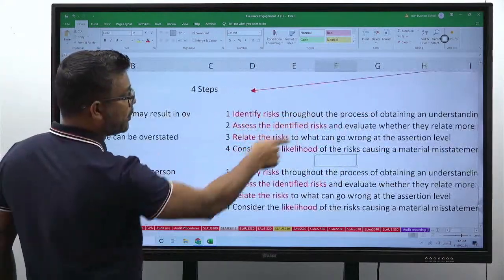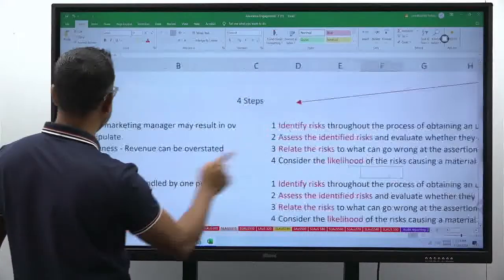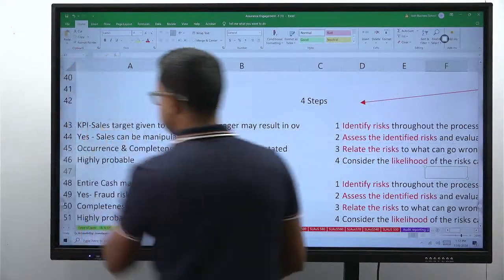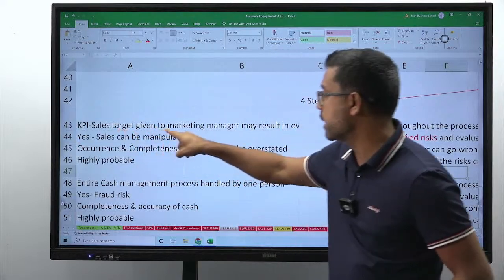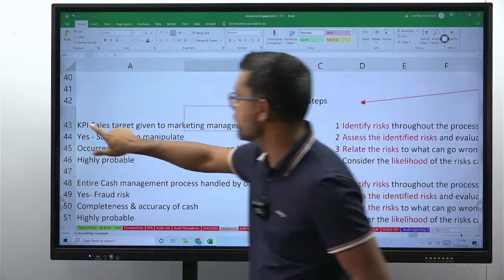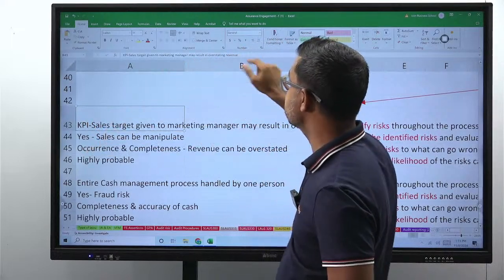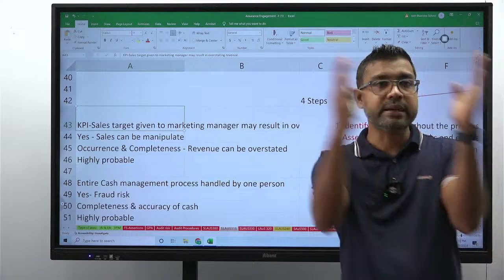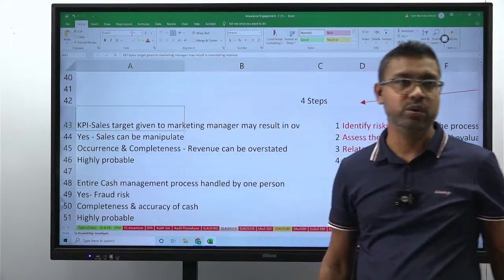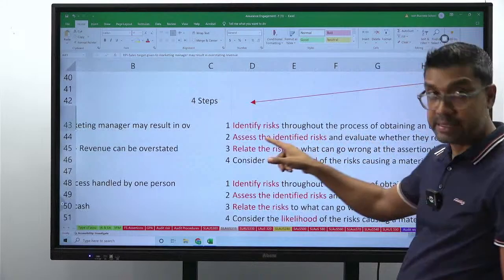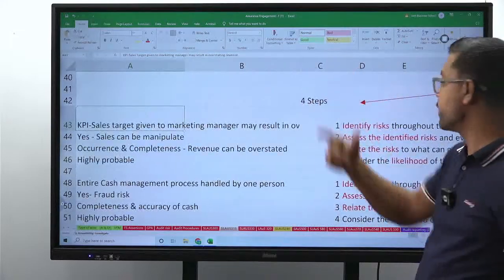Identify risk through the process of understanding the entity. There's a KPI for the sales team to achieve a sales target given by the marketing manager, which may result in overstatement of revenue. Because once you achieve sales, only then commissions and bonus will be given to the sales team. So then it will be a risk. That's the risk: overstatement of revenue.